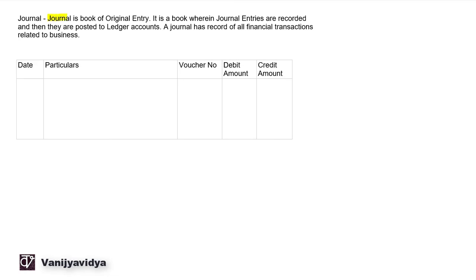Journal. So, journal is a book of original entry. It is a book wherein the journal entries are recorded and then they are posted to the ledger account. A journal has record of all financial transactions related to business. So, journal is basically a book wherein your original financial transaction is recorded in the form of journal entries, and subsequently these transactions are posted in the respective ledger accounts.